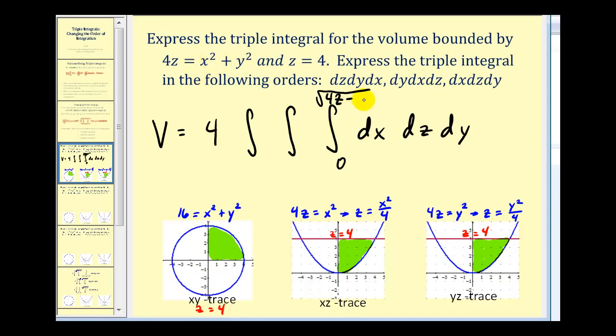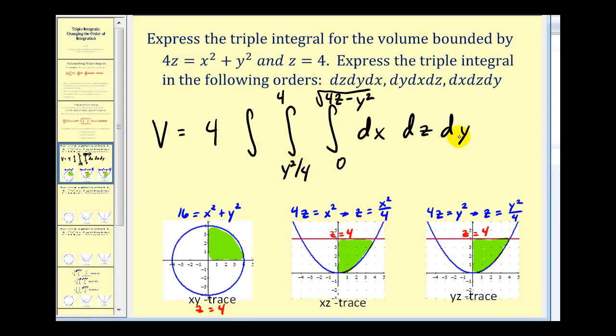And then for the limits of z expressed as a function of y, we'll look at the yz trace, which is here. So z starts on this curve here and goes up to 4. So the upper limit will be 4, and the lower limit will be the equation of this graph expressed as a function of y. So if we solve this equation for z, we would divide both sides by 4, and we'd have y squared over 4.